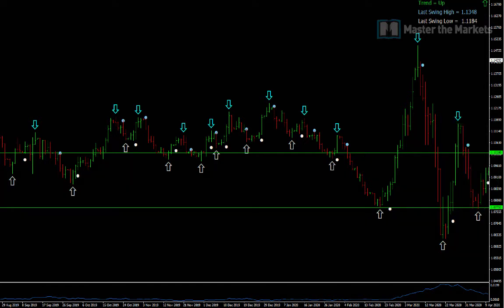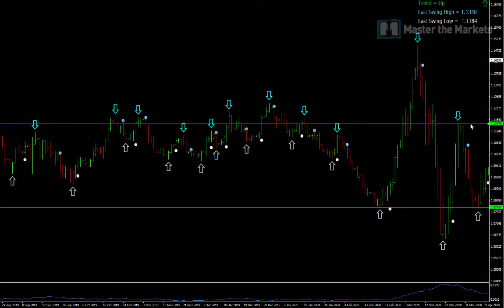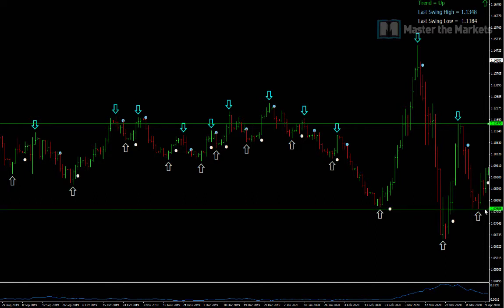What we're now looking for to identify trend next is a break of either the most recent confirmed swing high or the most recent confirmed swing low. This is what we're looking for. So that's in essence what it's all about.